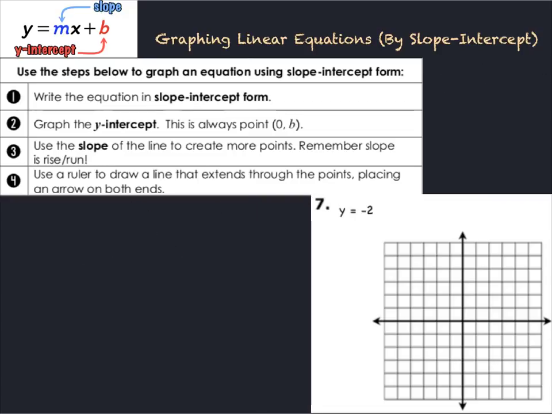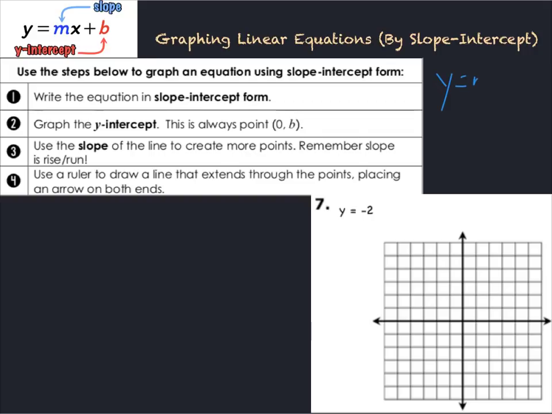So quickly, I want to do 2 more examples with you. I know this video is already pretty long, but I want to do 2 more examples for you. Here we have y equals -2. So what would y equals -2 be? Well, obviously, y equals mx plus b. We have no m. We have no x. So what would this look like?